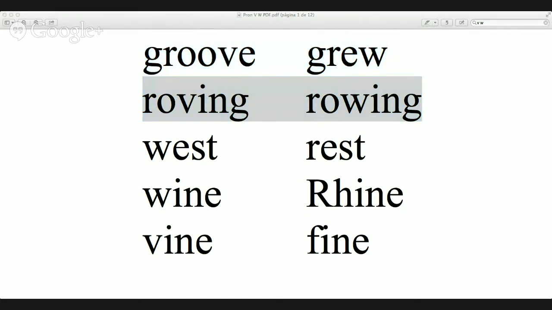Roving and rowing. Albus. Roving, rowing. Good. Jade. Roving, rowing. Right? Good. Pavel. Rowing, rowing. And Peter. Roving, roving.